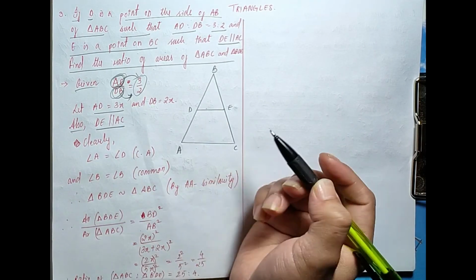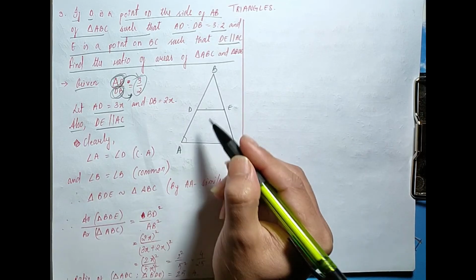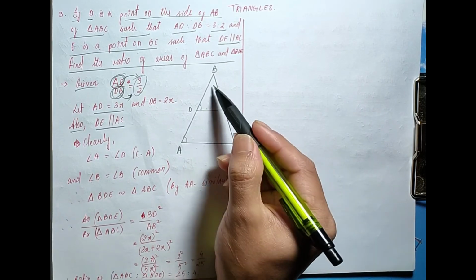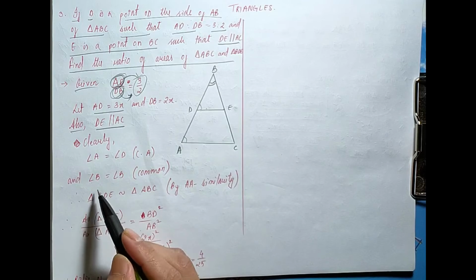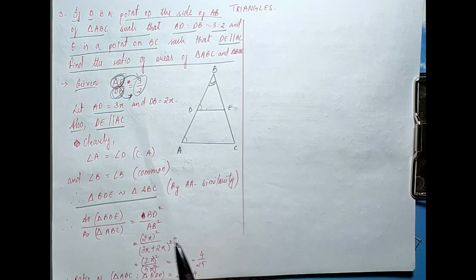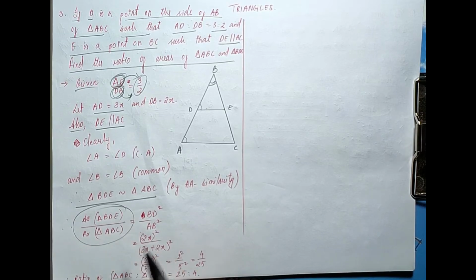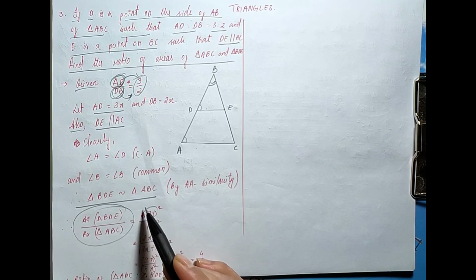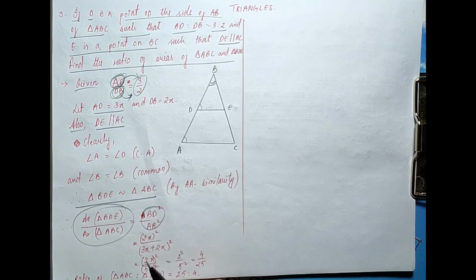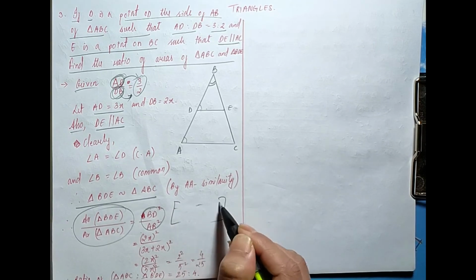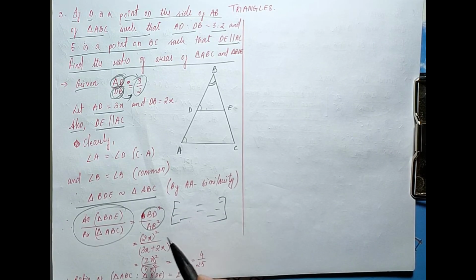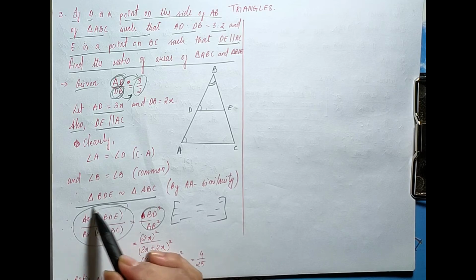So we'll prove that these two triangles are similar. It's very easy. This angle is equal to this angle, and this angle is common. So we have that these two triangles are similar. Now we know that if two triangles are similar, the ratio of their areas is equal to the ratio of the squares of the corresponding sides. So you'll have to write that sentence as we have seen in the previous question. So you'll have to find this ratio.